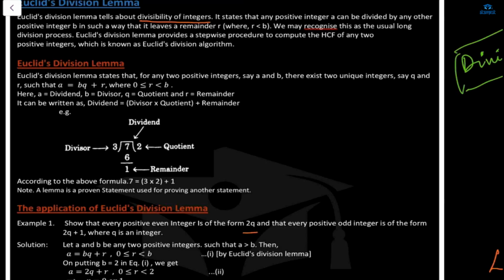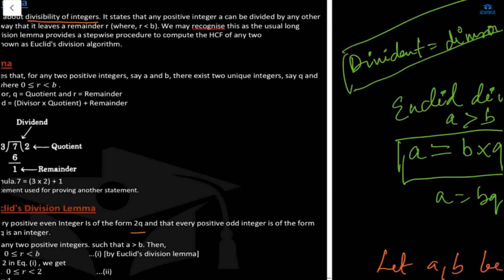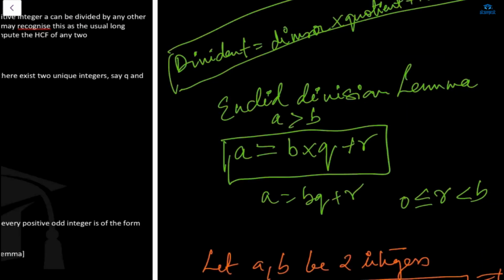What is the long division method? That is, dividend is equal to divisor multiplied by quotient plus remainder. We represent it as A is equal to BQ plus R, where A and B are any two integers. Q is the quotient and R is the remainder. Now, the remainder should always be less than B and greater than or equal to 0. That is Euclid's division lemma.